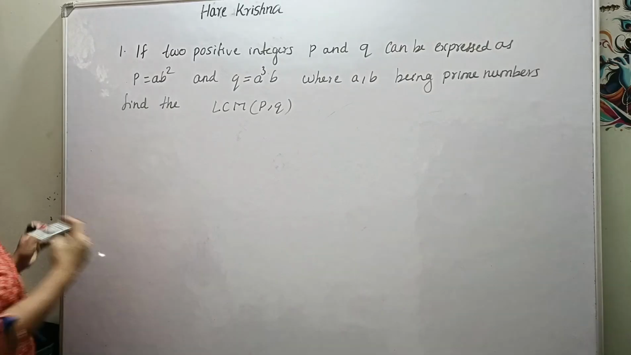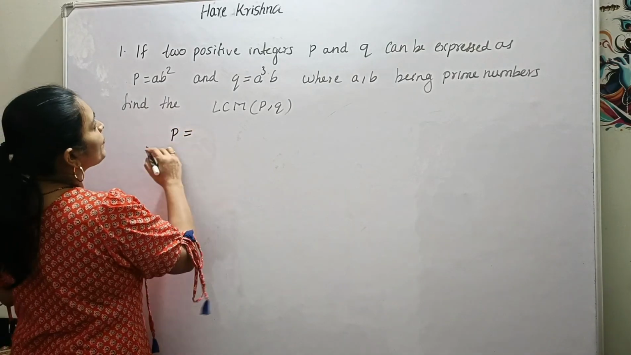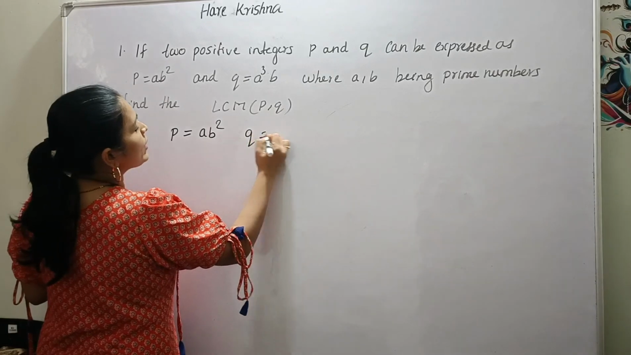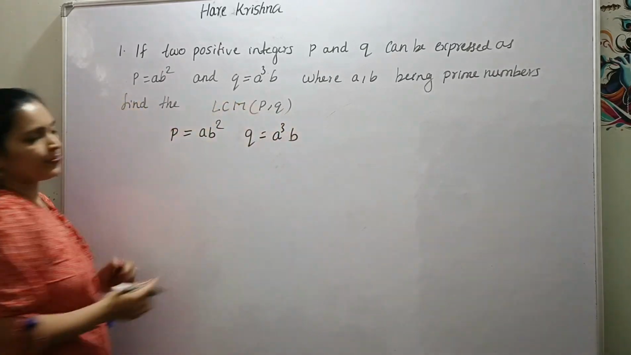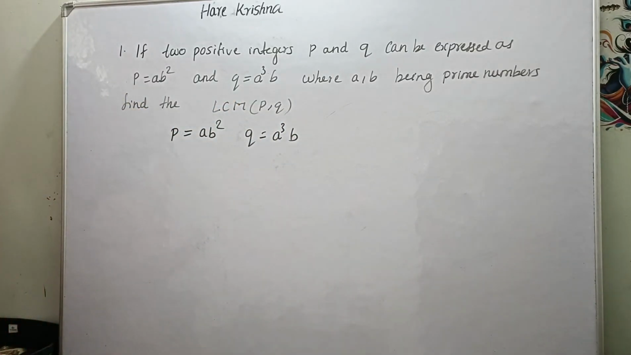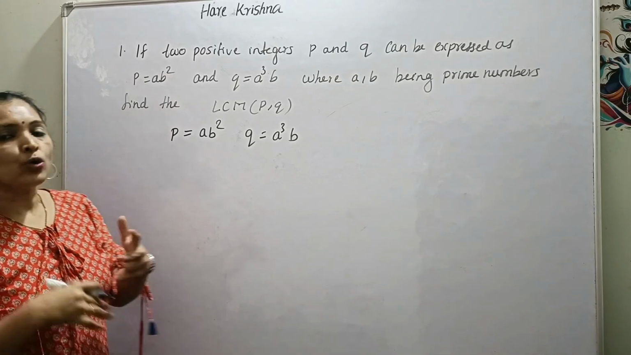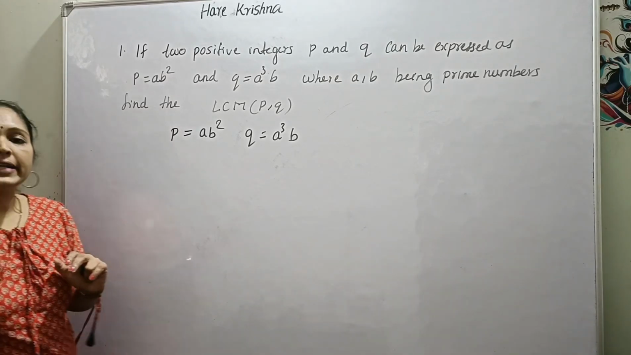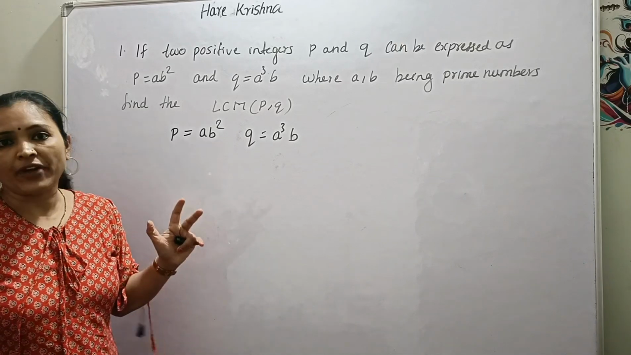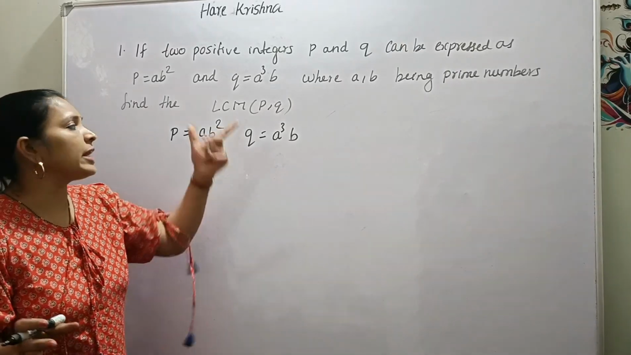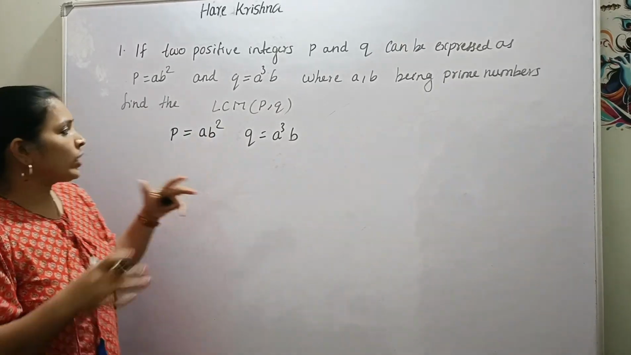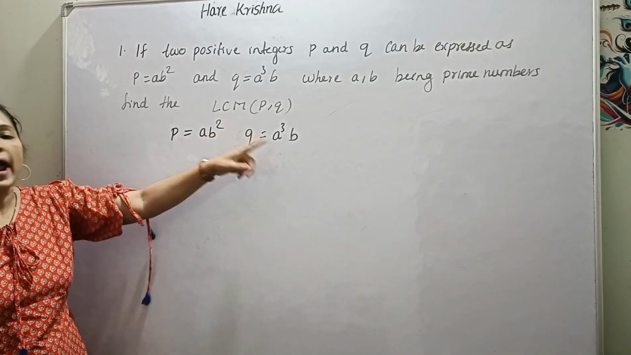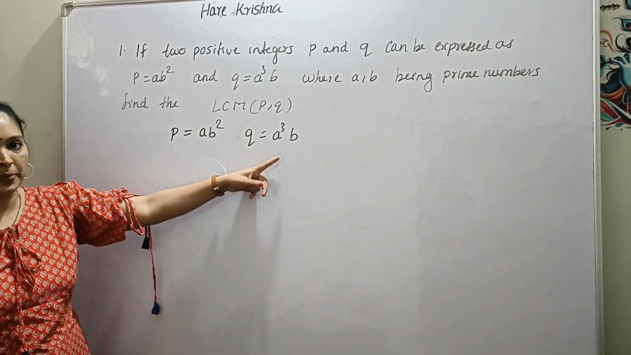Here two numbers, p = a·b² and q = a³·b. We have to find the LCM. See how to find the LCM? LCM is nothing but the product of the greatest power of all the factors involved in these numbers. So what are the factors involved in p and q? a and b.